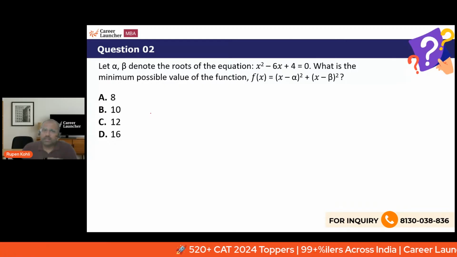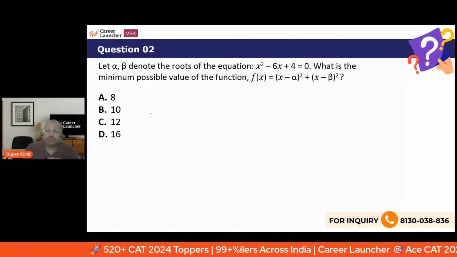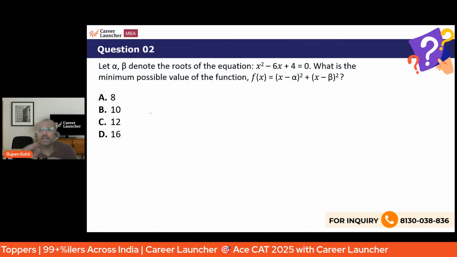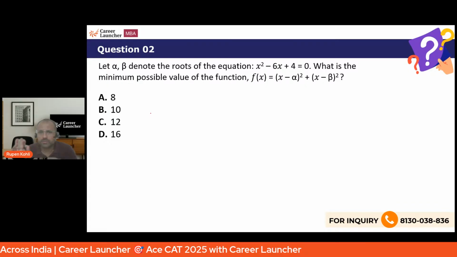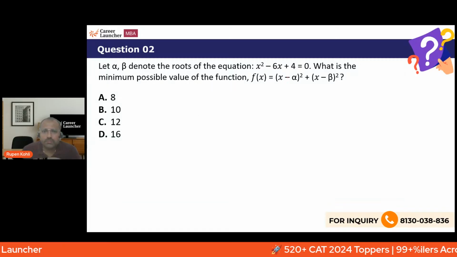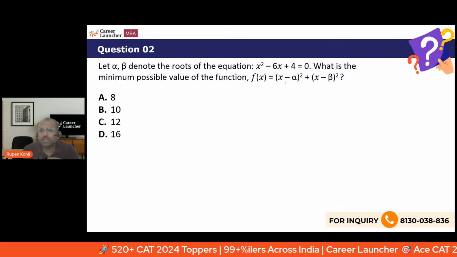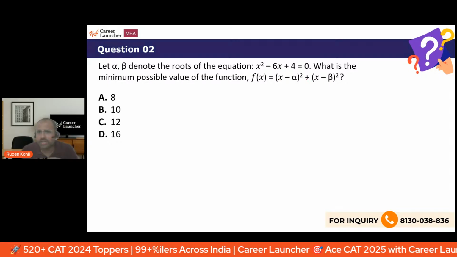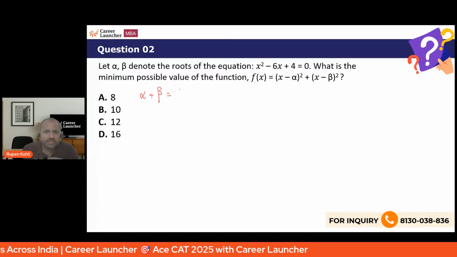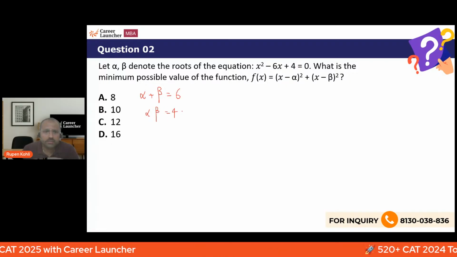In any quadratic, if we are given the actual coefficients, the first thing that we can always identify is alpha plus beta and alpha beta, meaning sum of roots and product of roots, right? For ax squared plus bx plus c, alpha plus beta is minus b by a and alpha into beta is c by a. So that's what we can write from here. And then once we write that, we can start to think about minimization of this quadratic function. First of all, my alpha plus beta here is 6, and alpha into beta is 4 for the given quadratic.